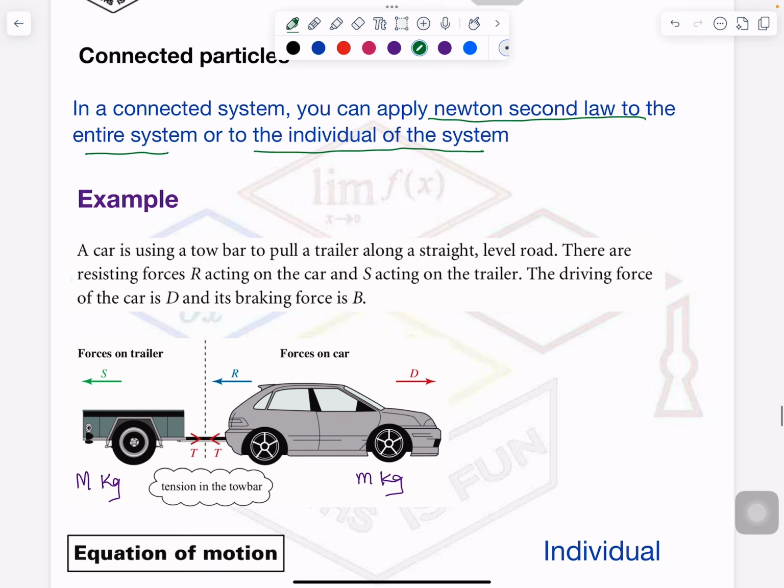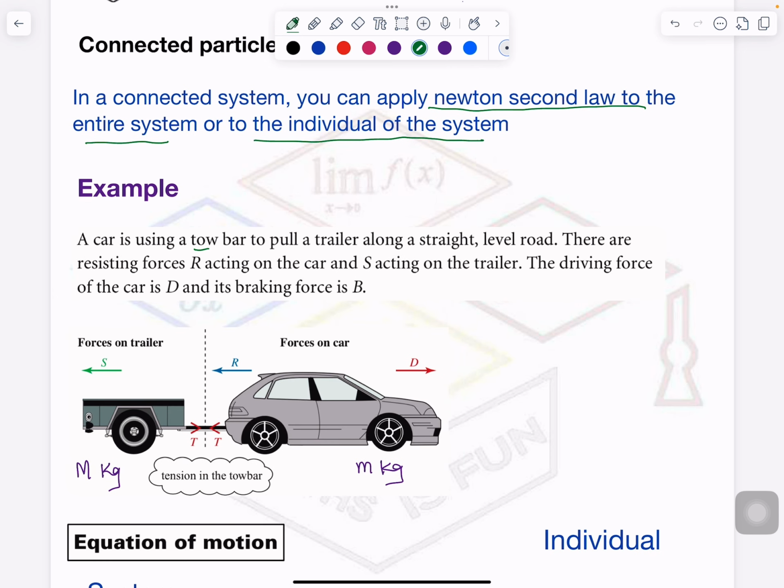Okay, so the diagram is given here. A car is using a tow bar to pull a trailer along a straight level road. There are resisting forces R acting on the car and S acting on the trailer. You can see here, this is the resultant resisting force on the car, and this is the resisting force on the trailer. The driving force of the car is D here, and its brake force is B, right?